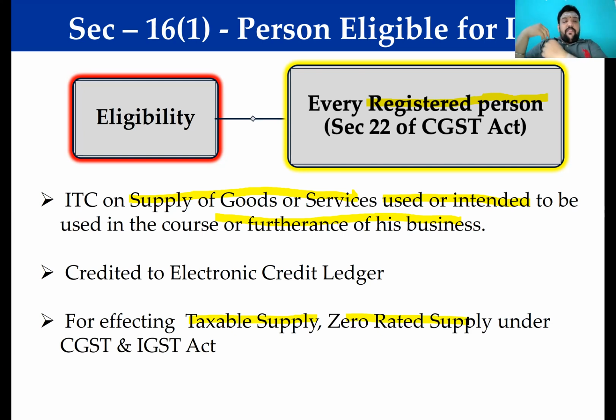The outward supply for effecting, understand that important word, effecting taxable supply or zero rated supply. Taxable supply means outward supply. For effecting an outward taxable supply, if you want, you can amend it and understand it. It is not inward, it is outward. Zero rated supply can always be outward only, but for taxable supply we will have a doubt: is it inward or outward? Outward.